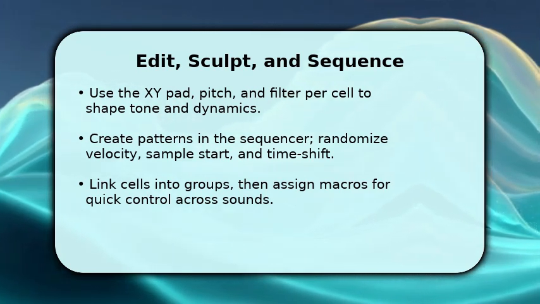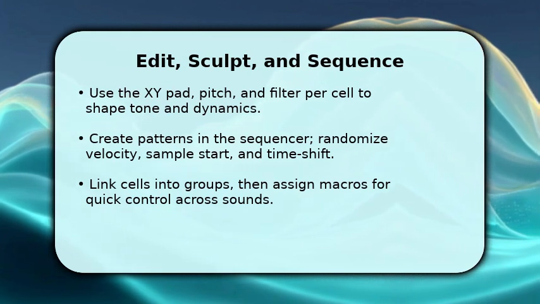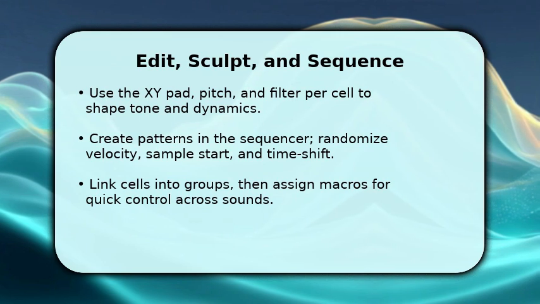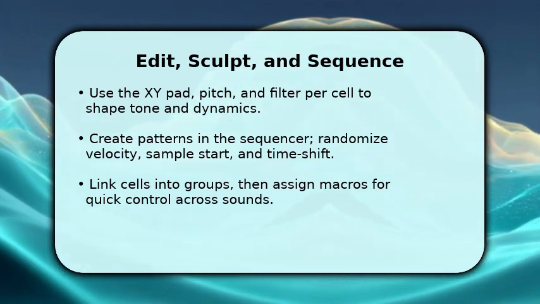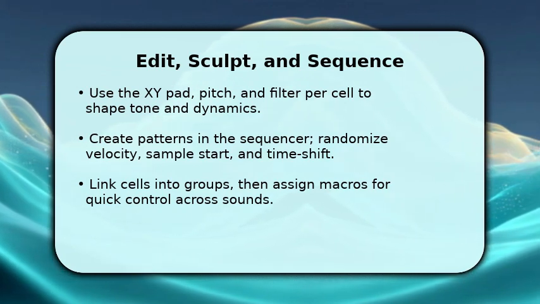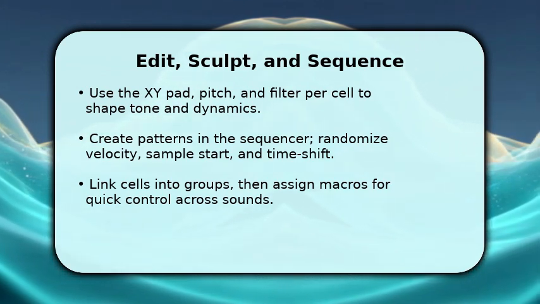Use grouping to control related cells together and map macros to multiple parameters so single knobs alter tone, decay, or reverb send across an entire kit. These steps let you move from raw loops to a playable, dynamic instrument.